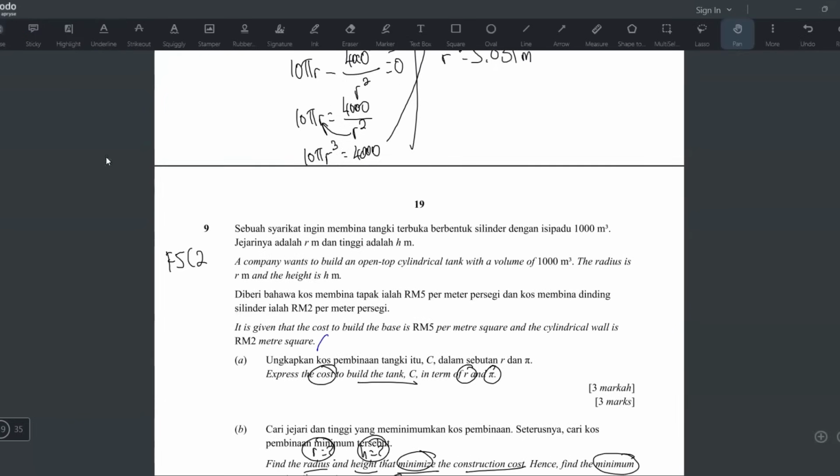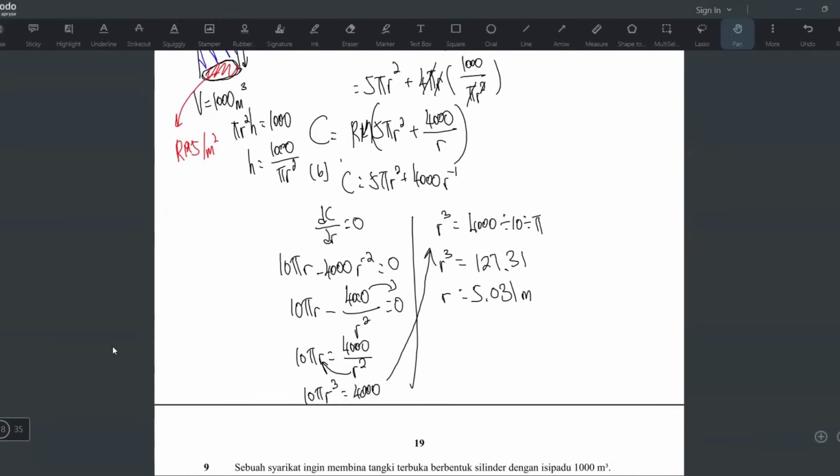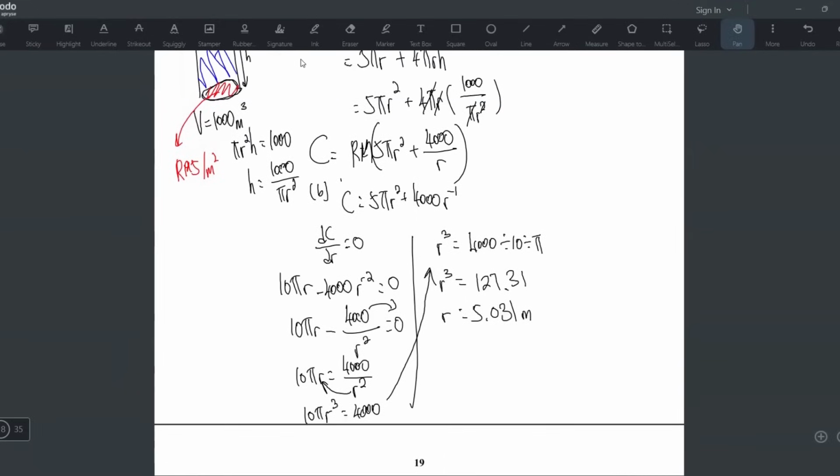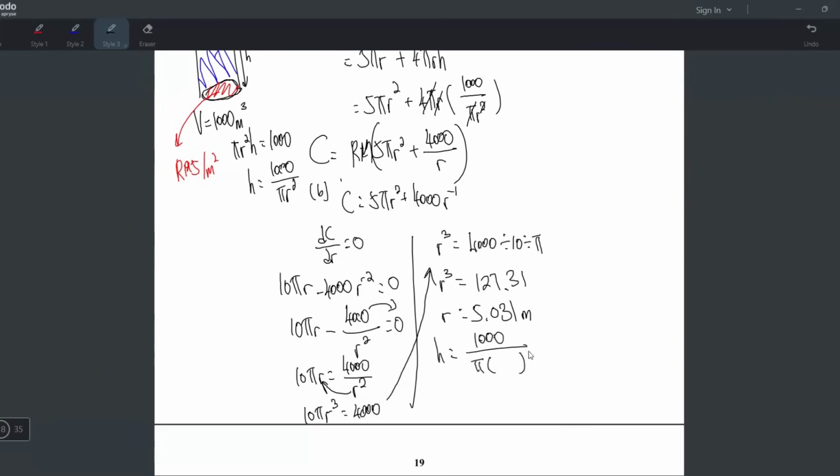And everything is in meter here. Yeah, so that's the R answer. But they also ask you to find H and C. So how to find H? Substitute this one. Remember, that's the equation to find H. So H equals to what? 1000 divide with pi R square.